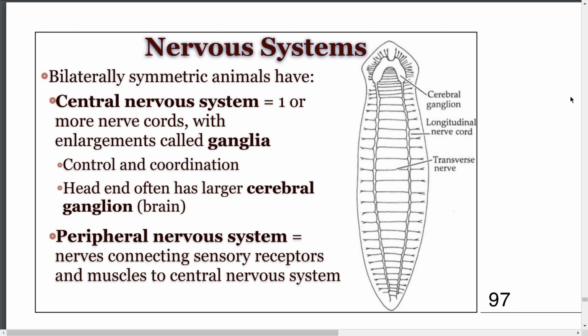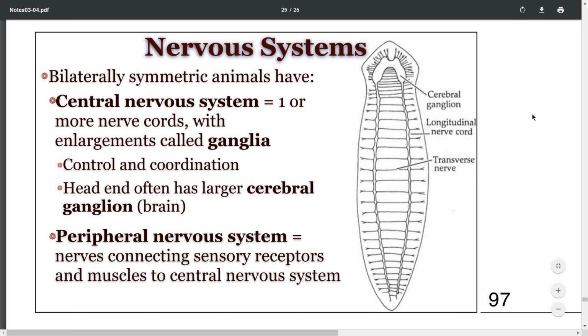This is typical for most bilaterally symmetric animals, but there are a few exceptions. Those acoel flatworms you saw, for example, are bilaterally symmetric, but they still have only a relatively simple nerve net rather than any kind of true nervous system, any kind of central nervous system.